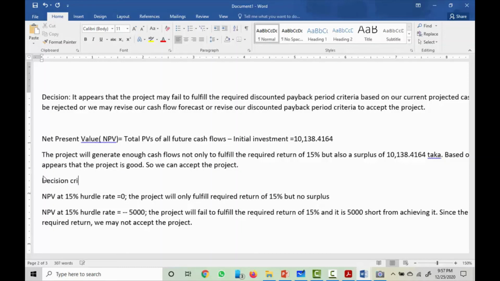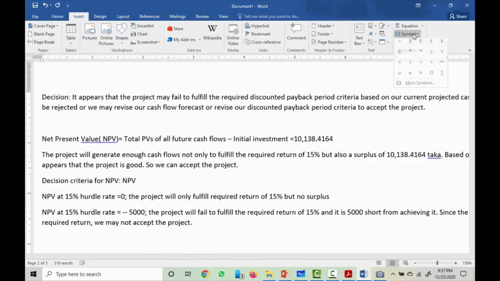So the decision criteria for NPV is what? NPV should be greater than or equal to 0. That means it has to be positive. NPV should be positive to accept the project.